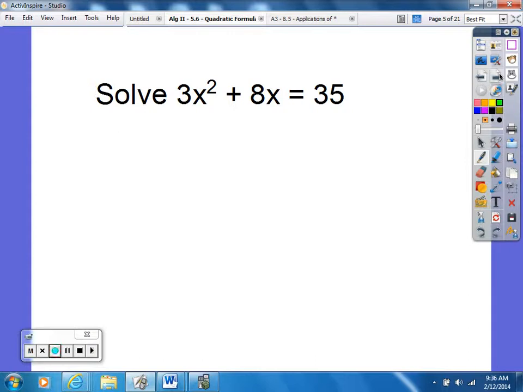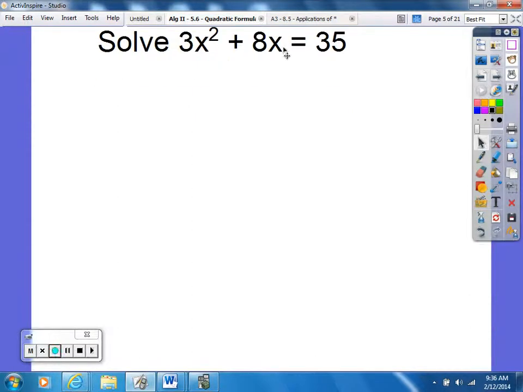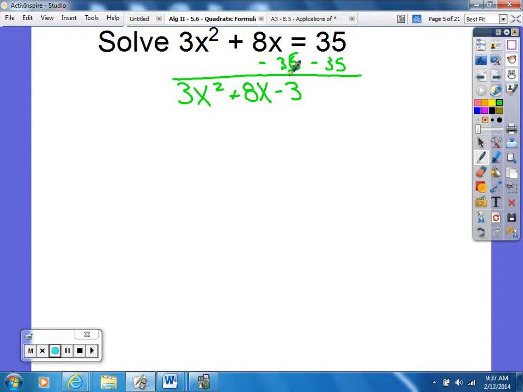Now, just like the problems we've done before, the quadratic formula has both x squared and x in it. So what do we have to get it equal to before we can even start it? 0. So first thing you all need to do is get it equal to 0. So I'm going to subtract 35. Now I require a little bit more than maybe Mrs. Ennis did. That's a 5. There we go.